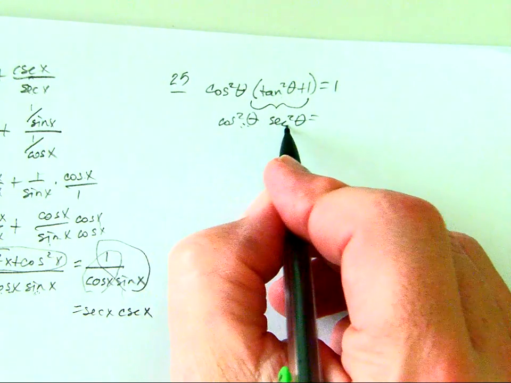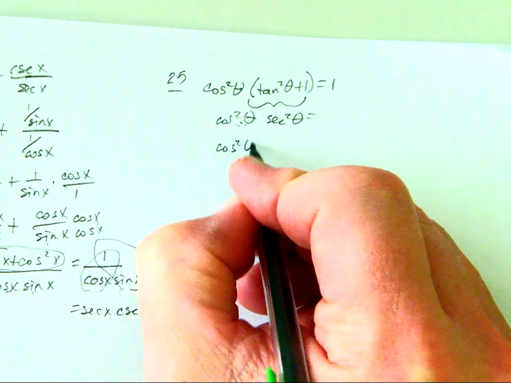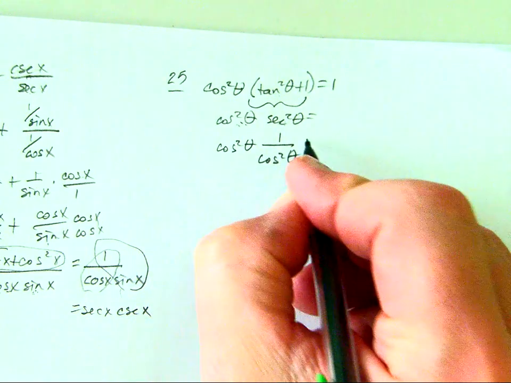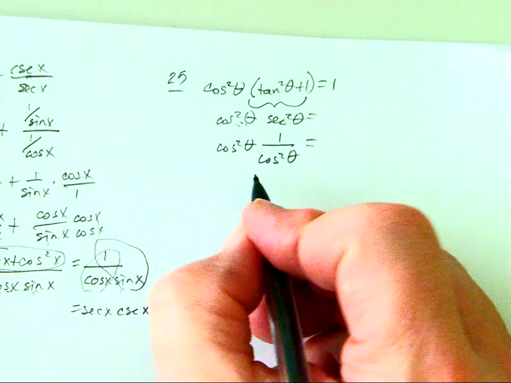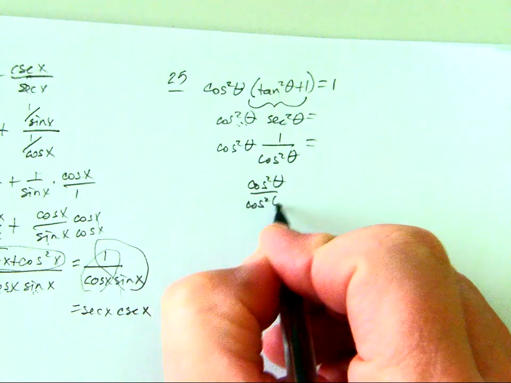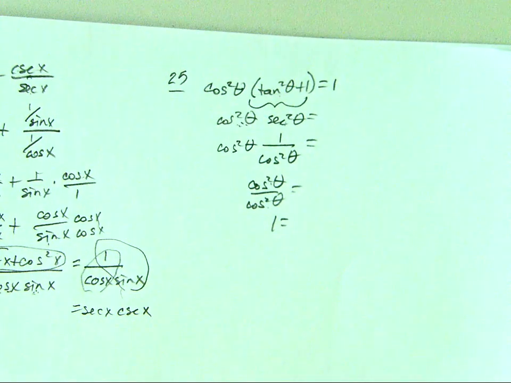Well, those are related to one another. Secant is the reciprocal of cosine. So let's change that secant squared to 1 over cosine squared. Well, now that gives us cosine squared over cosine squared. Well, those are the same top and bottom, so that's 1, and we verified it.